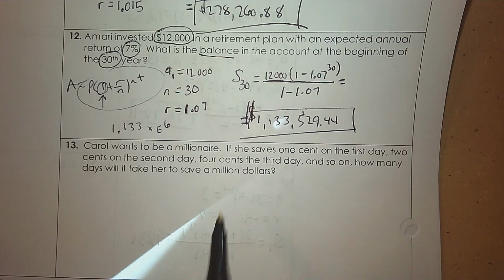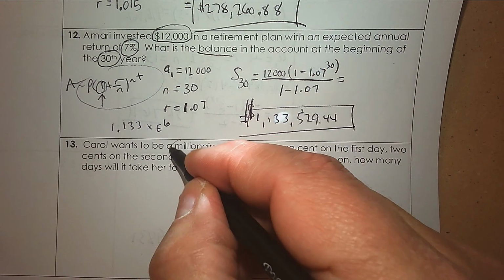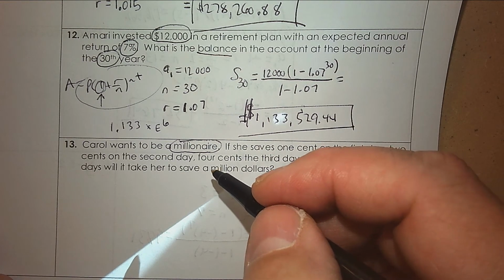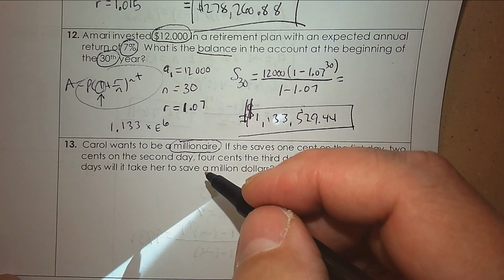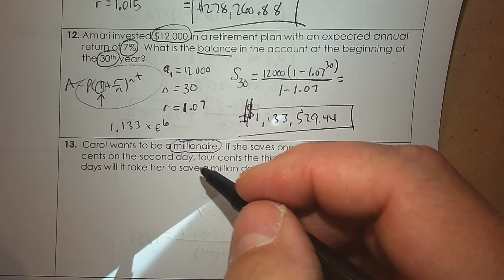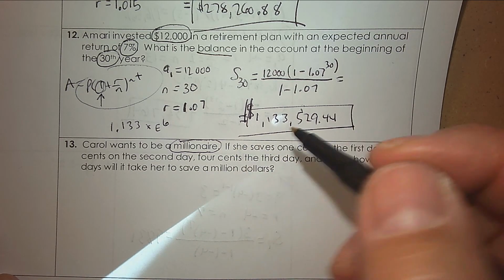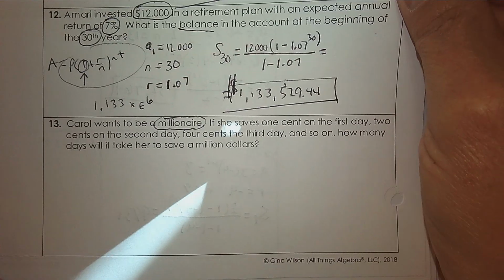Last one. Carol wants to be a millionaire. Do you want to be a millionaire? No one wants to be a millionaire in here? You want to be a billionaire. I know. Why dream small? Not a millionaire. I want to be a billionaire. Here we go. Why dream small?